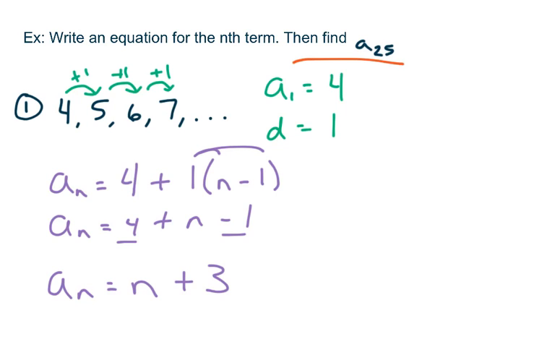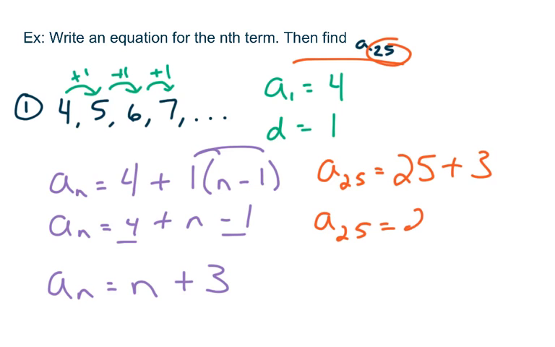So the n value we're going to replace with 25. So we're going to say a sub 25 is equal to, well, there's n again, so now it's going to be 25 plus 3. So then we can say that a sub 25 is equal to 28. What that tells me is that the 25th term in this sequence, if I wrote out the first 25 terms, the 25th number that I would write is the number 28. Okay, let's try another one here.